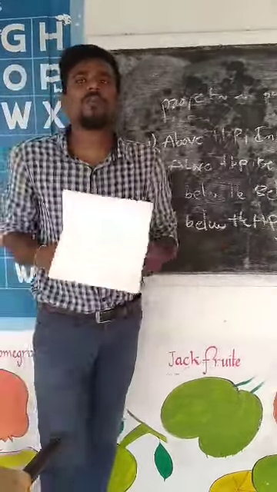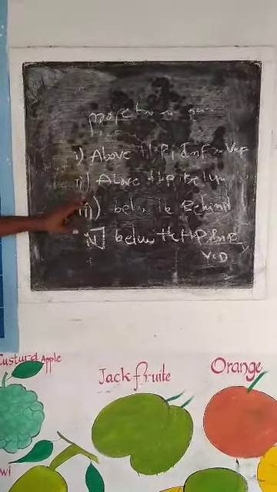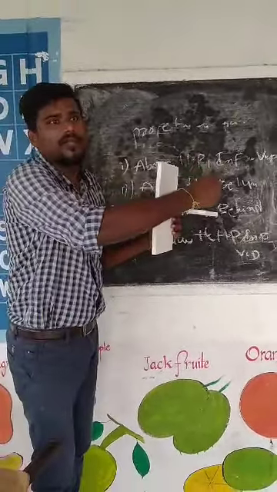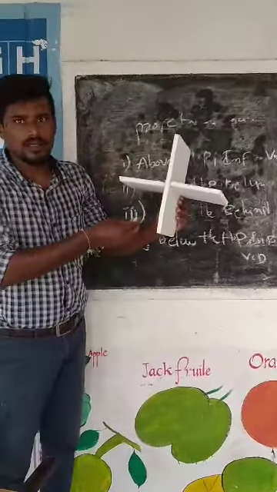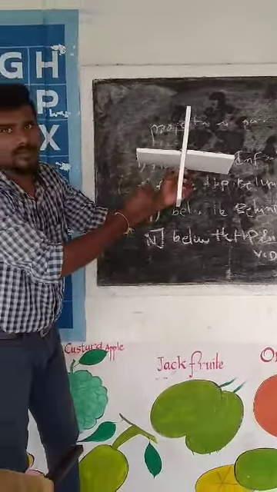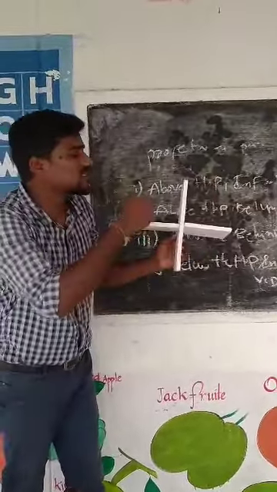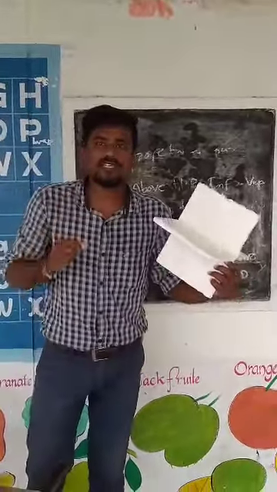Before you draw points, you have to know these four conditions: above the horizontal plane, in front of vertical plane; above the horizontal plane, behind the vertical plane; below the horizontal plane, behind the vertical plane; below the horizontal plane, in front of vertical plane. Then you are able to draw projection of points.